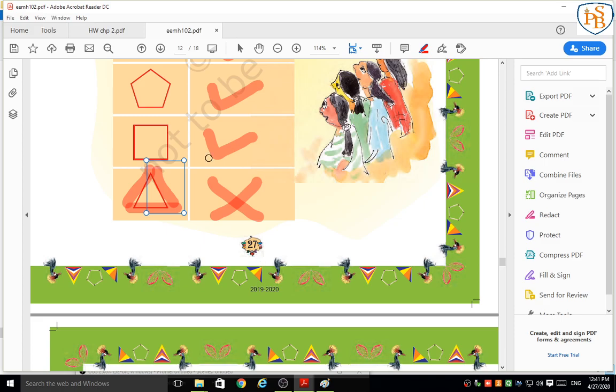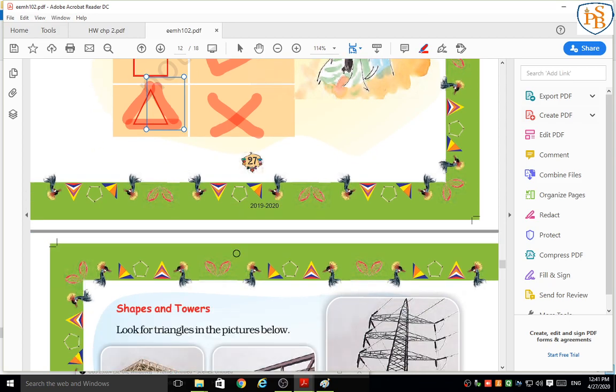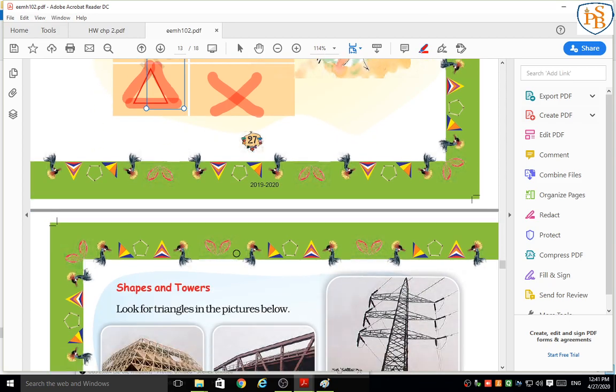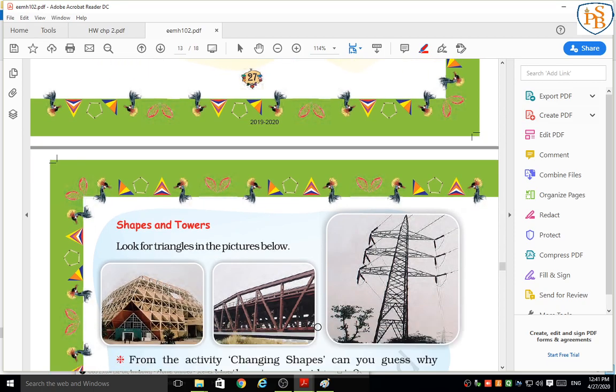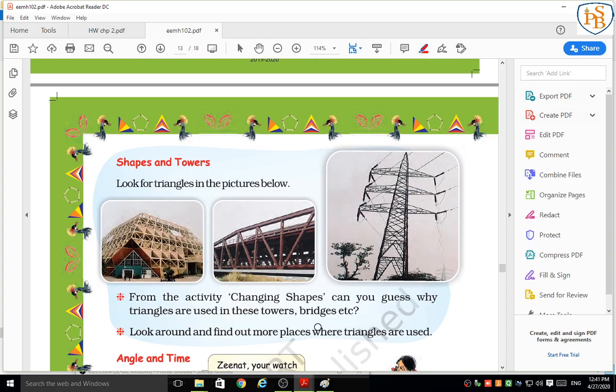Like that, in today's next topic also, they want to show us the different types of angles surrounding us. Maybe we are not looking carefully, we are not just focusing on those angles, but they are there. So now we are going to learn about the different types of angles.